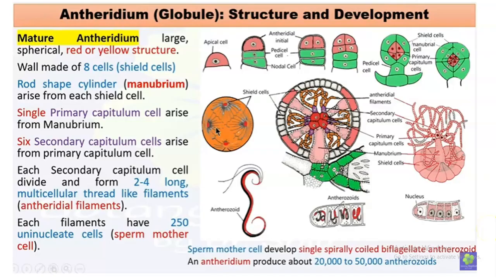Now we will see one more explanation, one pictorial explanation of the same thing that I have explained. You can pause the video and read this. One more point: each of these filaments will have multiple cells, I told you, so each will be producing one androzoid. So from one complete globule, we can estimate to get around 20,000 to 50,000 androzoids. What a huge number, right?